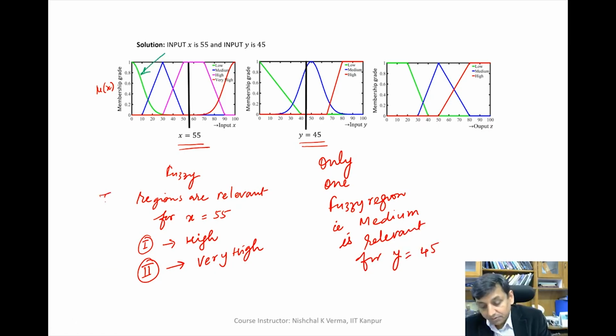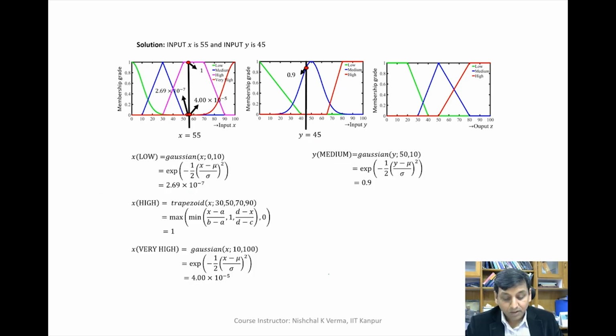So here we have three fuzzy regions. Before this, let us first find the values, the points of intersection, the intersection values. You can just look at these values. We can come to this later also. These are the membership functions which characterize the corresponding fuzzy sets.